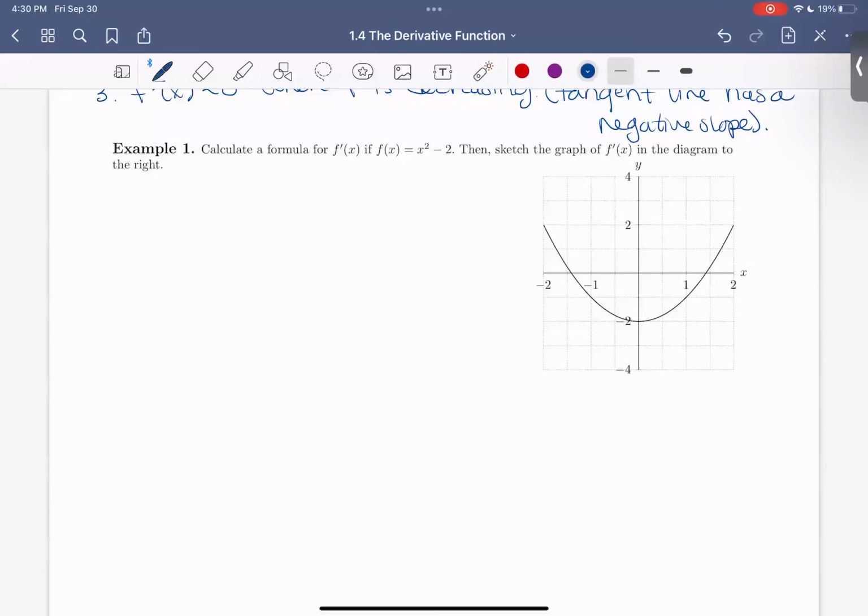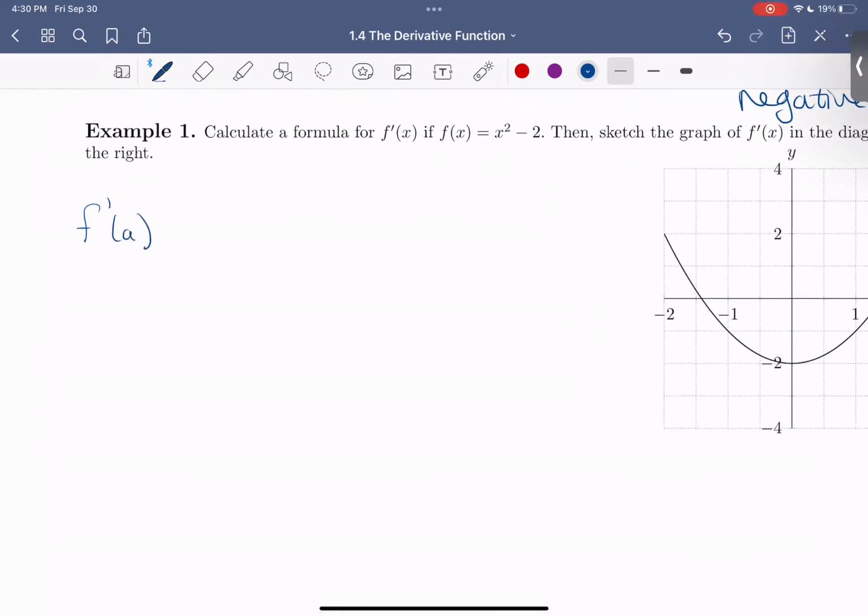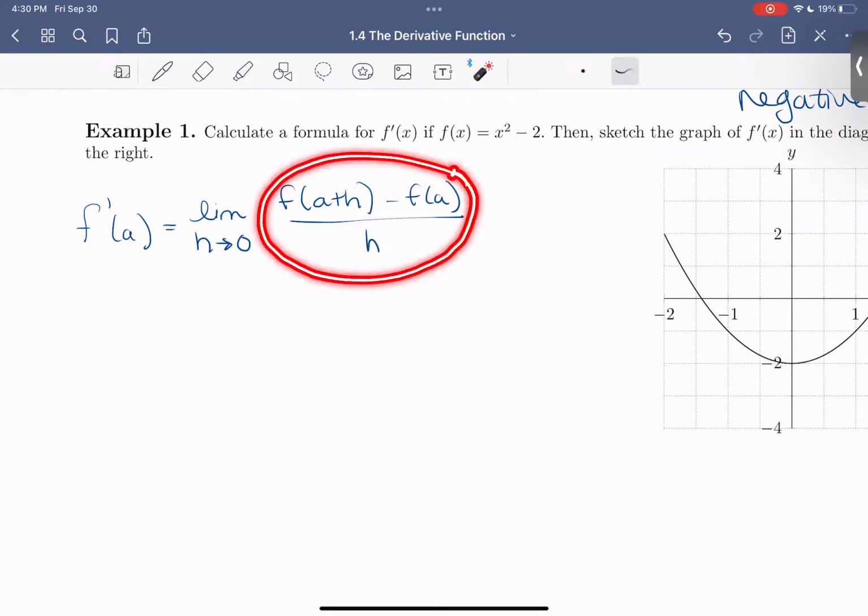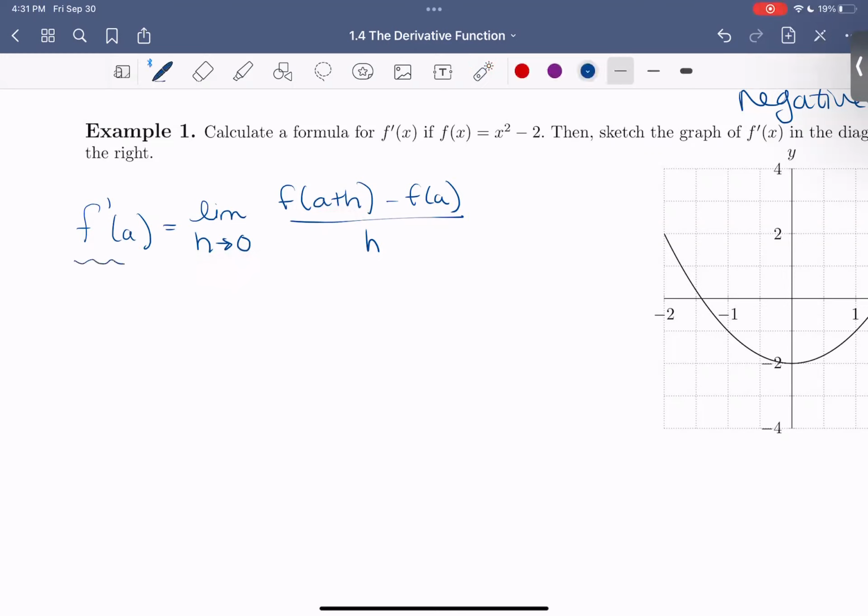So what we learned in section 1.3 was the derivative of a function at a point. So we can recall from our notes that the derivative at a point a is given by the formula, the limit as h goes to 0 of f of a plus h minus f of a all over h. So recall what we're computing here is the slope of a secant line between a and a plus h. And we're taking the limit as that interval h goes to 0. So here, this derivative is for point a.